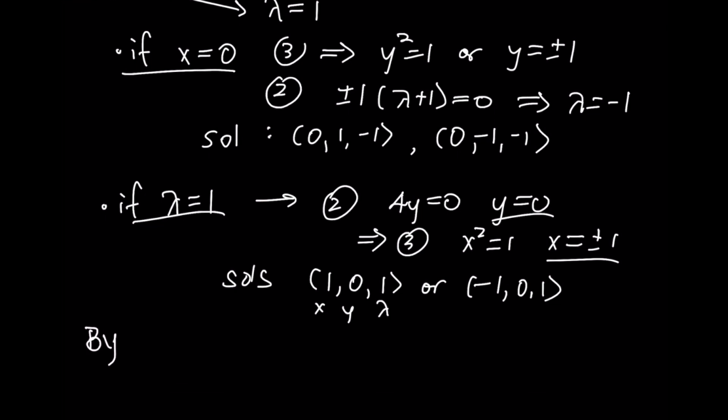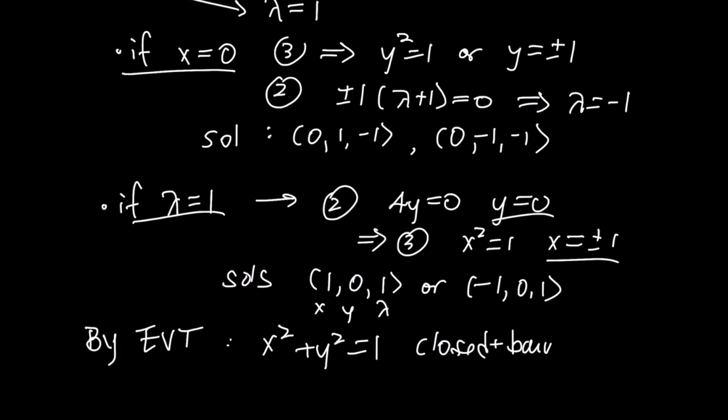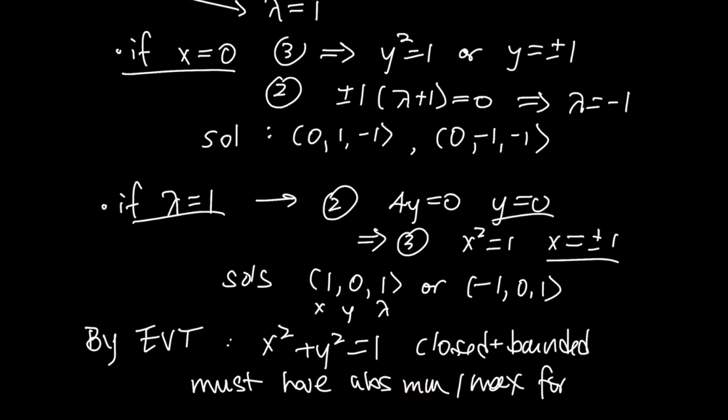By the extreme value theorem, since my set of points that I'm considering is closed and bounded, I must have an absolute min and max for my function. So these candidate points, these 4 candidate points, some of them are going to give me the absolute min and max. The extreme value theorem and the nature of my constraint is guaranteeing that's going to happen.